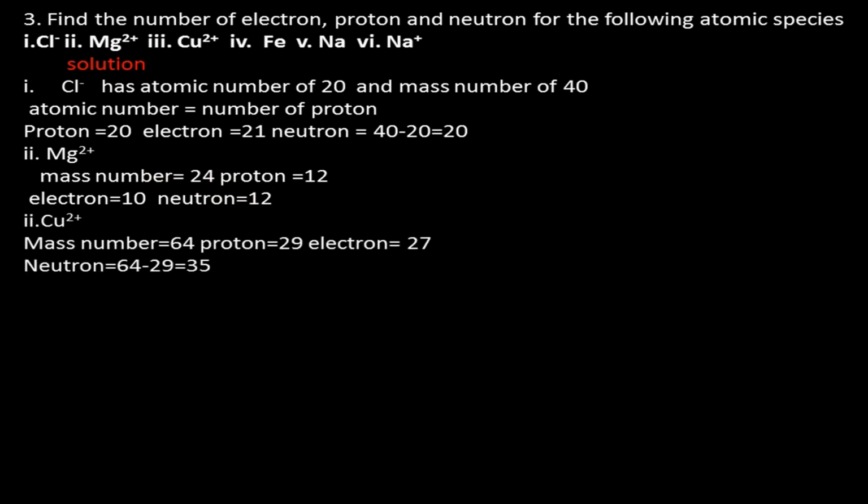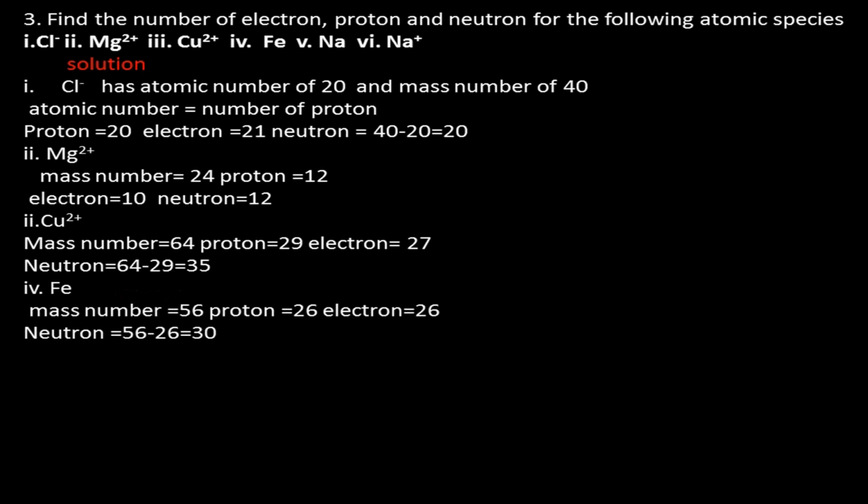Copper 2 plus. Mass number of copper is 64. The atomic number, which is equal to the proton number, is equal to 29. So you can get this from the periodic table. Now this copper is losing 2 electrons. So out of the 29, the electron will be 27 for copper 2 plus. The neutron number is the mass number minus proton number, that is 64 minus 29, which gives us 35.